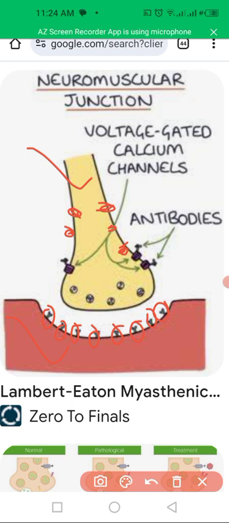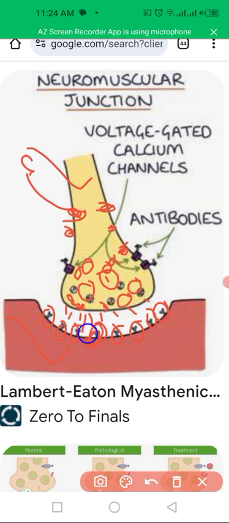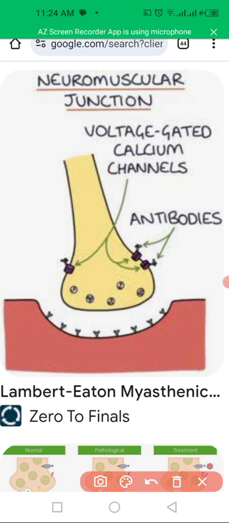What happens? Calcium goes in, and vesicles containing acetylcholine fuse with the presynaptic membrane, come into the synaptic space, and bind with the postsynaptic membrane. On binding with the postsynaptic membrane, acetylcholine causes muscle movement and contraction to happen.